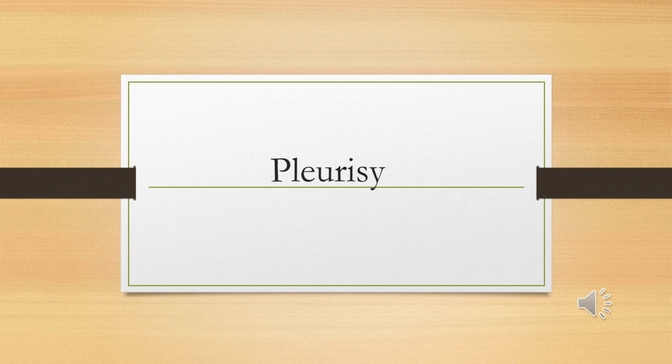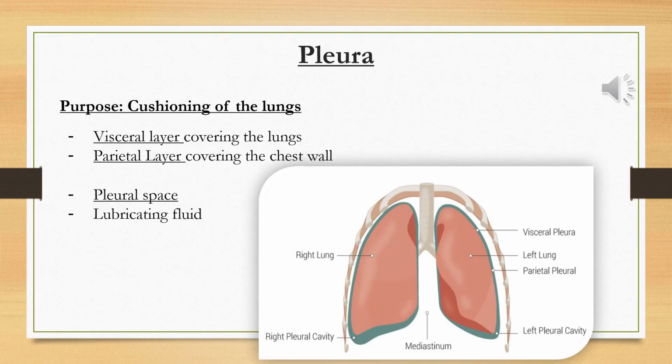Okay, so in today's video, we will be briefly talking about pleurisy. When we look at the pleura, it has two different layers. The purpose of the pleura is to cushion the lungs. Like I said, it has the visceral layer and then the parietal layer.